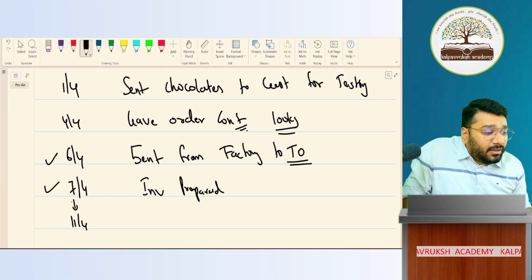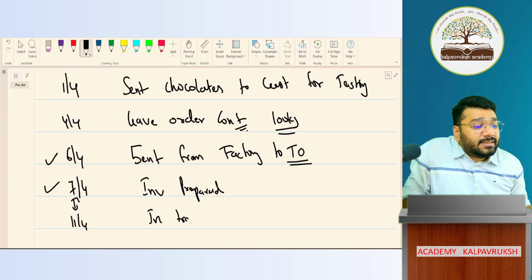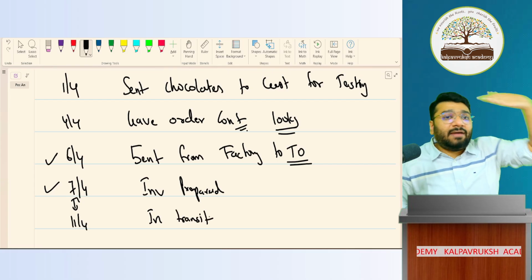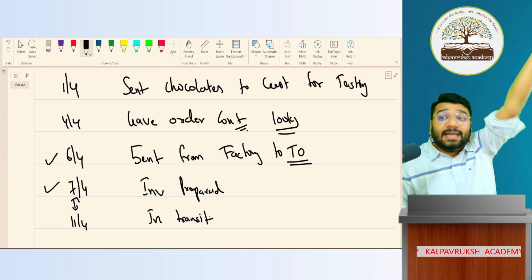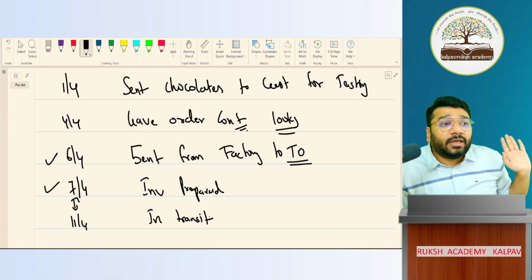From 7th April to 11th April, the goods were in transit. Transit means what? Travel. Chocolate is coming all the way from Delhi to Coimbatore or Coimbatore to Delhi. So in transit means travel time. Okay, not okay?